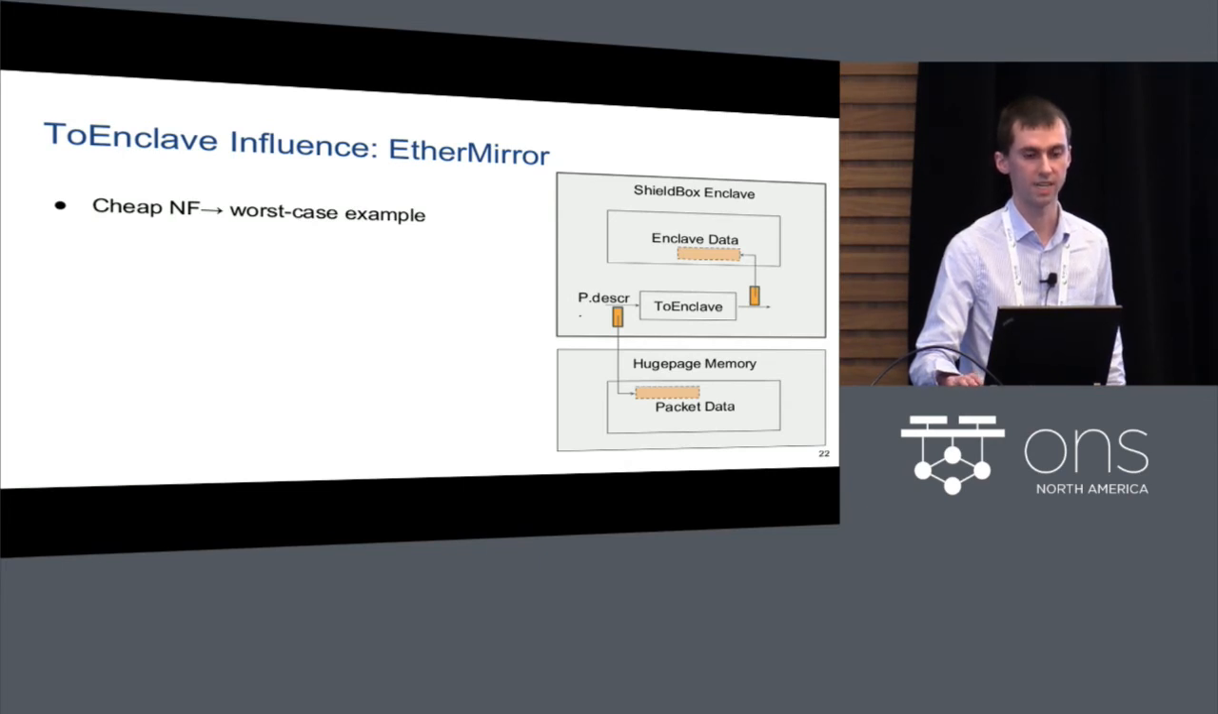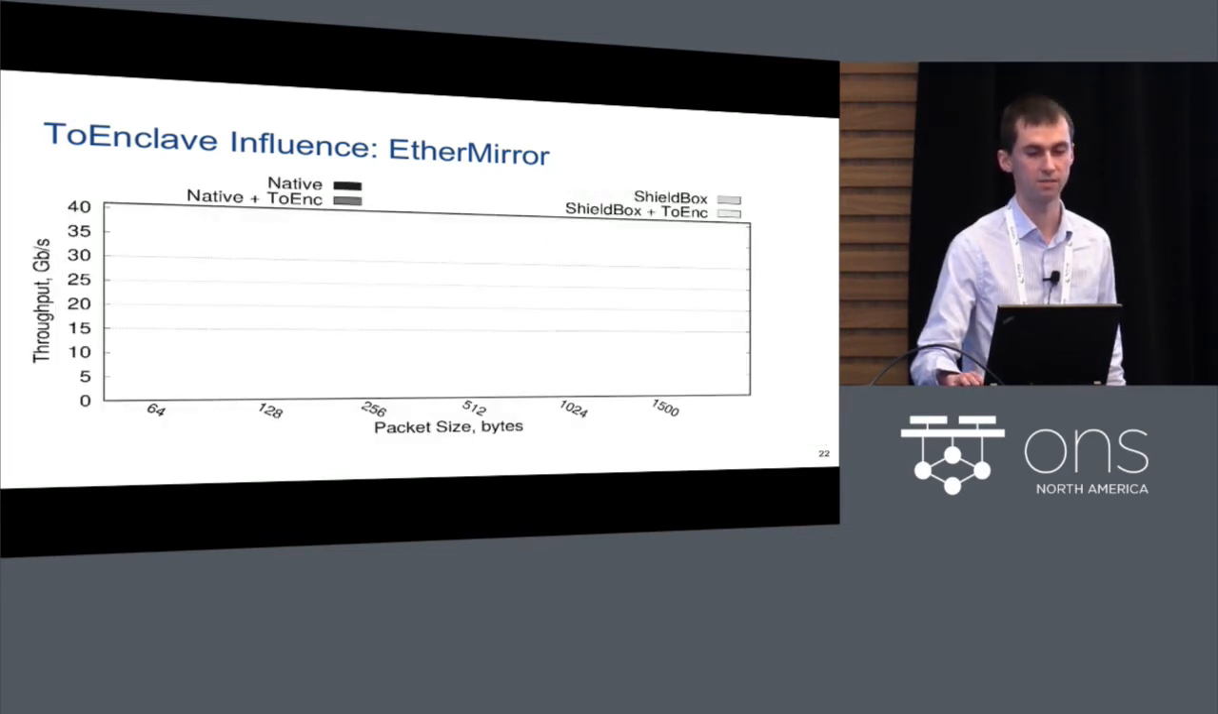Also, we consider the performance overhead of the two-enclave element. We show it with the worst case network function that we could use, that is a mirror, which basically just switches the source and destination MAC addresses in the Ethernet packet. So in this case, we consider the native version, the native version with the two-enclave element, and ShieldBox with the two-enclave element, changing the packet size and measuring throughput, and the higher the better.